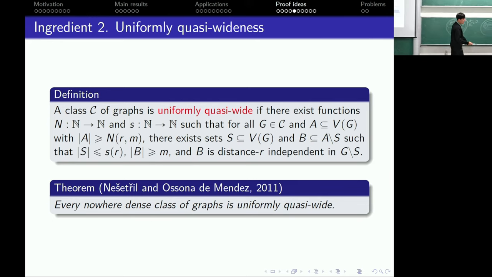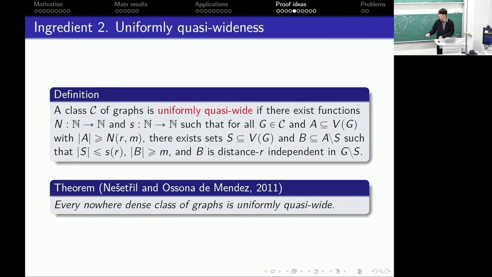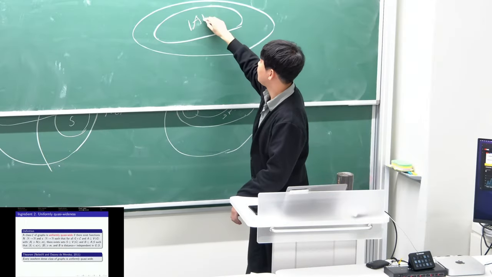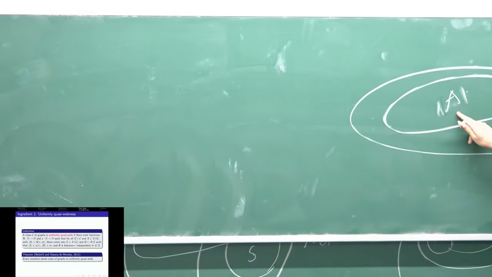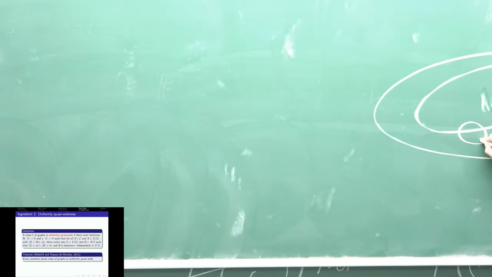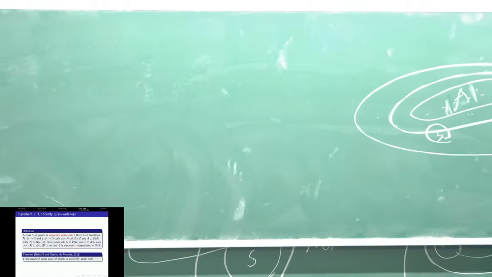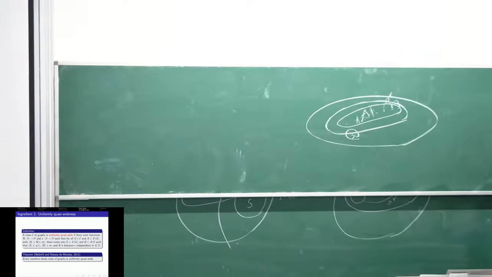So no matter how you choose some large number of vertices, if the size of A is large, then by deleting some small, actually constant, number of vertices, we can find the large distance-r independent set. So the distance between any two of these vertices is larger than r.